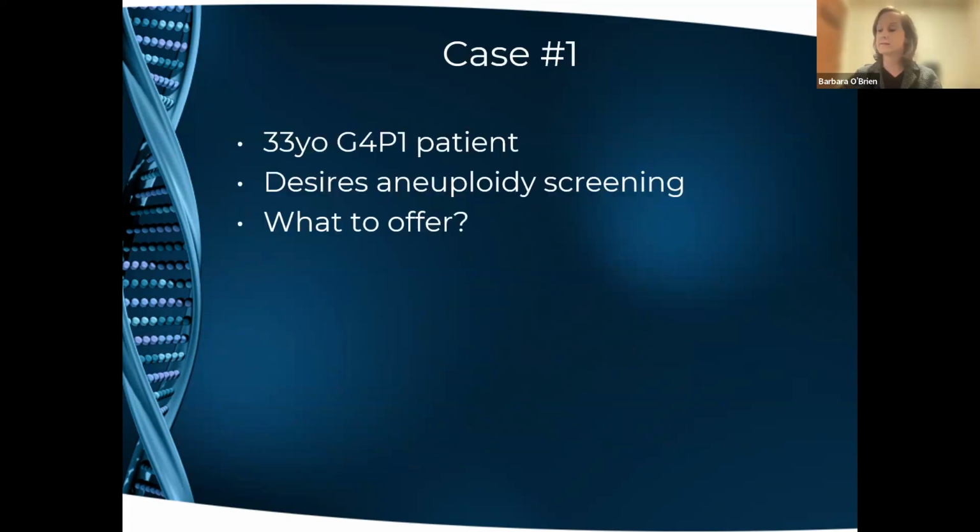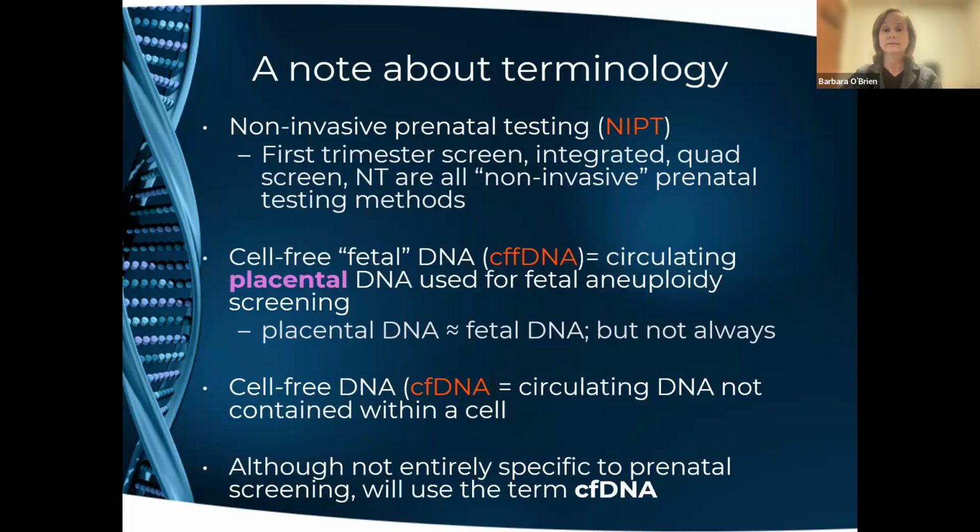First, we'll review a case of a 33-year-old gravida 4, para 1 patient who desires aneuploidy screening. So what is appropriate to offer her? We'll circle back to this case after we review some things about terminology and also detection rates of aneuploidy and various things like that.